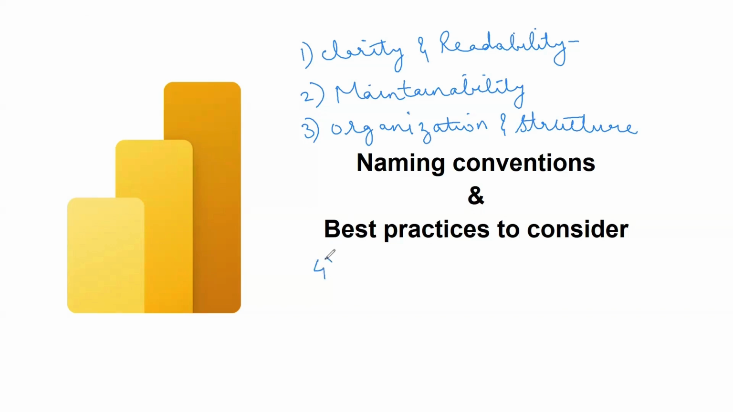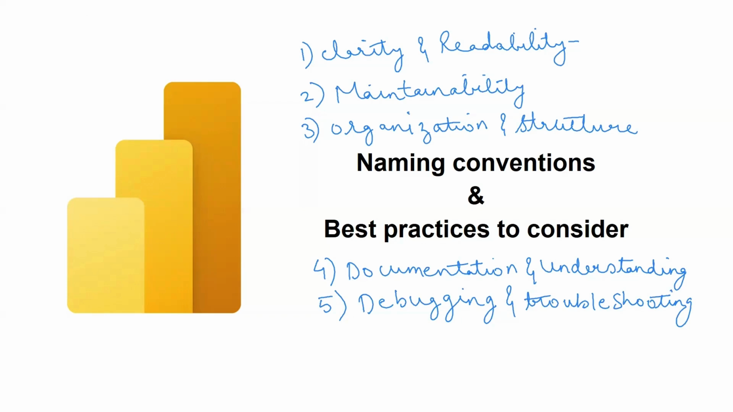The fourth one is documentation and understanding. Meaningful names and consistent conventions serve as a form of documentation for your code. They convey important information about the purpose, inputs, outputs, and dependencies of each query or function, which reduces the need for additional comments and annotations. This self-documentation aspect of well-named code improves code understanding and reduces the learning curve for new team members.